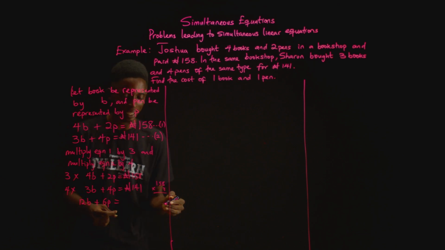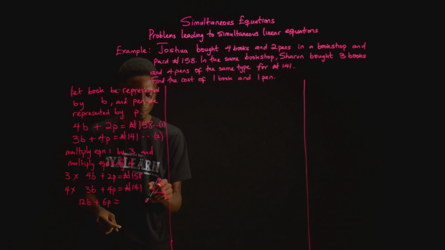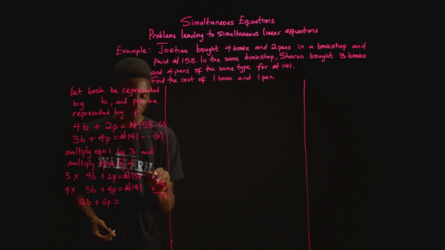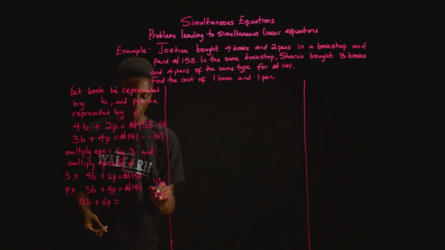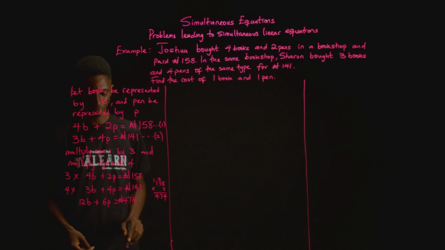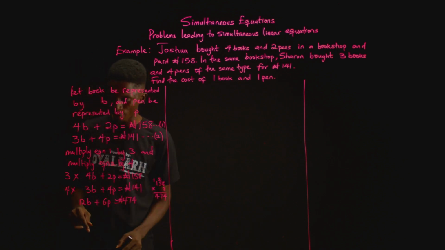So I have 158 multiplied by 3. 3 multiplied by 8 will give me 24, so 4 carry the 2. 3 multiplied by 5, that's 15, 15 plus 2, and we have 17. So 7 carry 1. And 3 multiplied by 1, that's 3, plus 1, and we have 4. So this is 474 naira. And then to the next equation, we multiply through by 4.